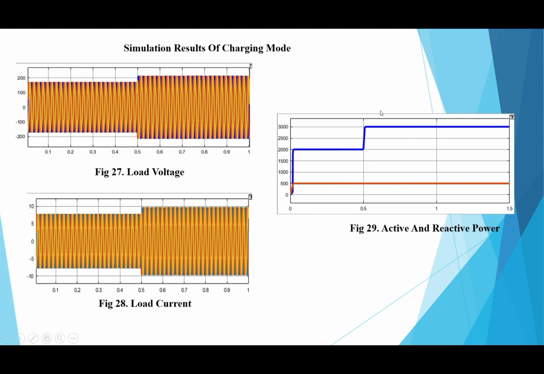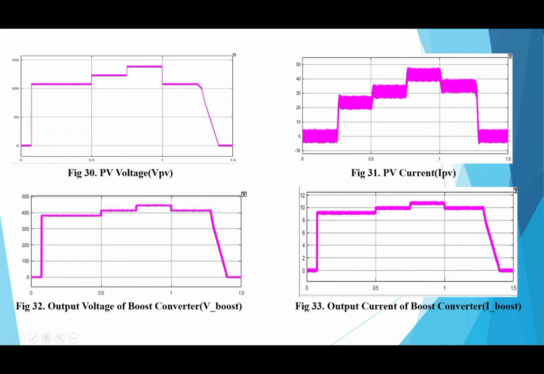In the charging mode, load voltage and current waveform, the value is at 0.5 because the step change in irradiance at 0.5 second resulted in the change in voltage and current waveforms. This is the voltage and this is the current. We can see the current has very large variation, and this is the output voltage, which increases when compared to the PV voltage, and the current also increases in the boost converter. We will get more variations in current compared to voltage, therefore the current waveform is thicker than the voltage waveform.